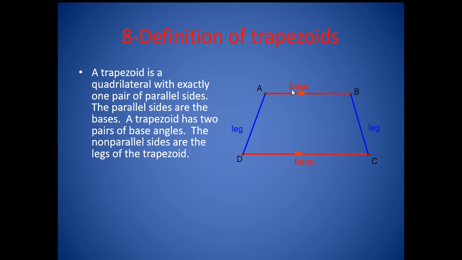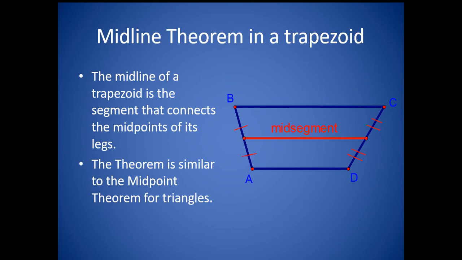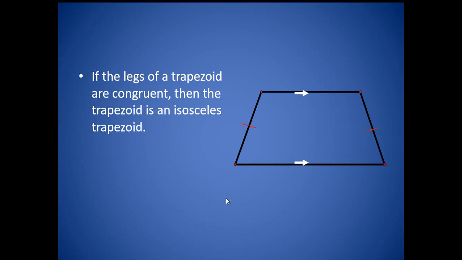But any trapezoid has two parallel sides, just the bases. The legs are not equal. But once the legs are equal, I can say that this trapezoid is an isosceles trapezoid. Is it clear? Yeah, this is the remark. If the legs of a trapezoid are congruent, it means they are equal, then the trapezoid is an isosceles trapezoid. So if I have those two legs equal, I can say that this is an isosceles trapezoid.